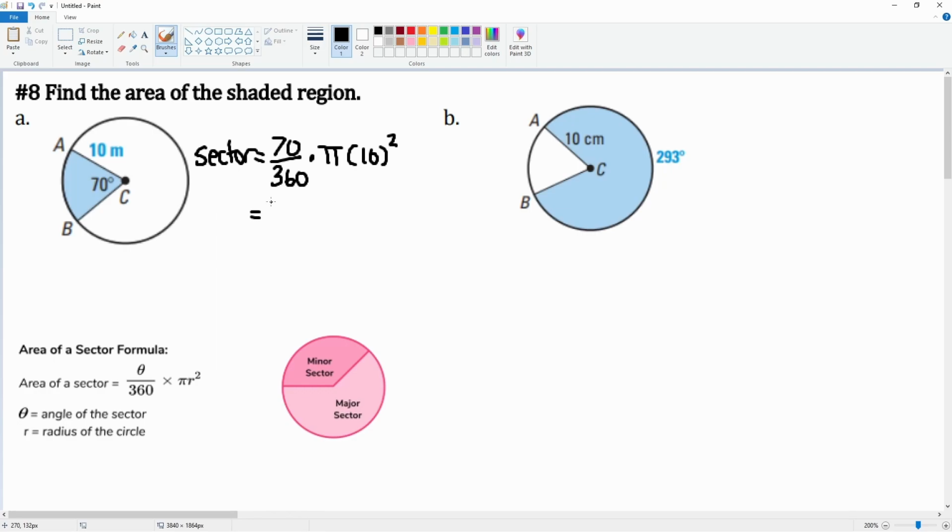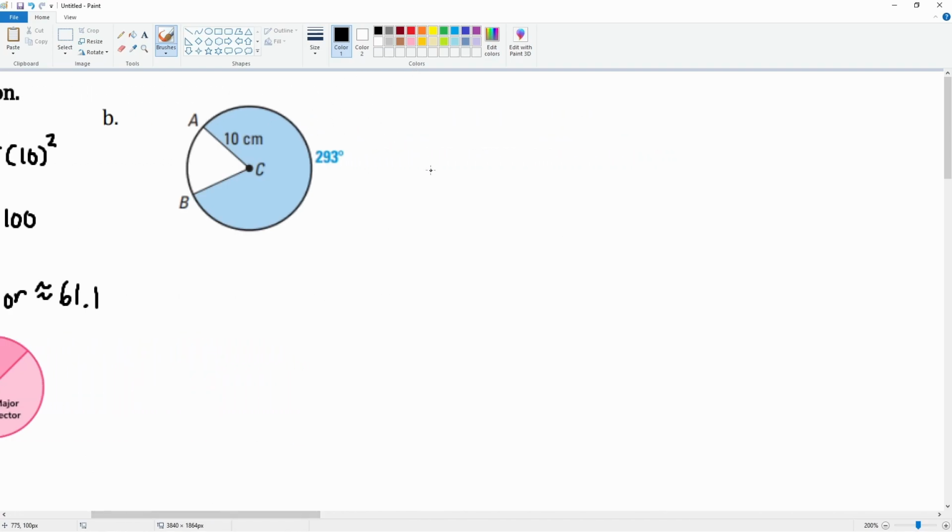70 divided by 360. This gets you 7 over 36, times pi times 100. So I'm just going to multiply this by 100. Okay. And I can get here 175 over 9 pi, or you can say roughly times pi. That is roughly 61.1. Okay, there you go. So next, let's do this one.